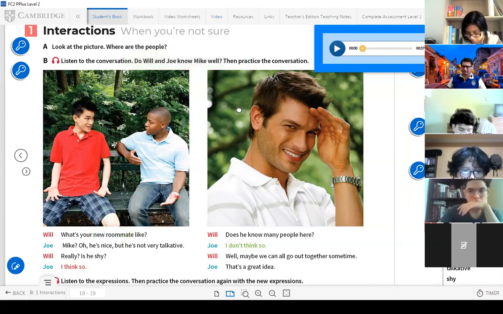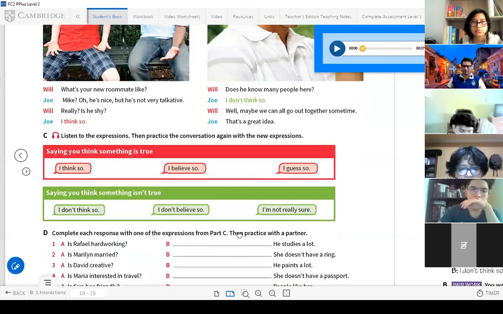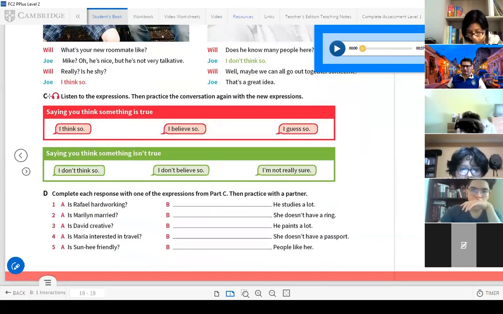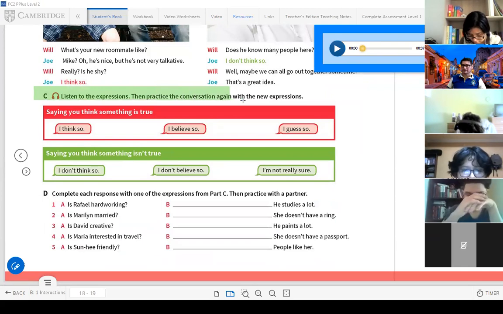I'm gonna show you something here, some expressions, yeah? It says, listen to the expression, then practice the conversation again with the new expressions. Pay attention.